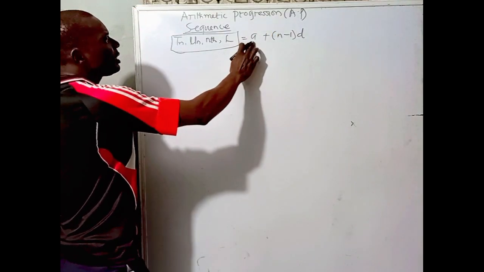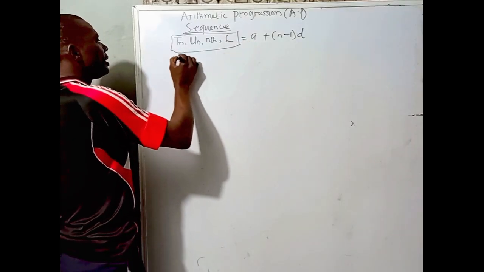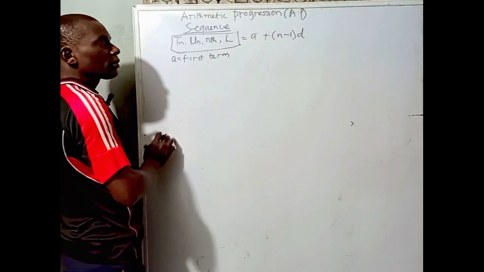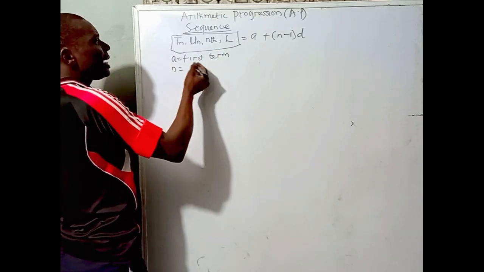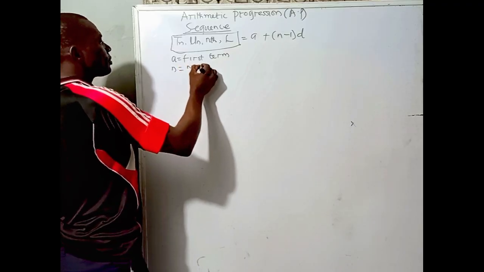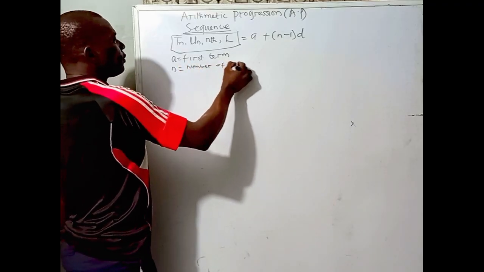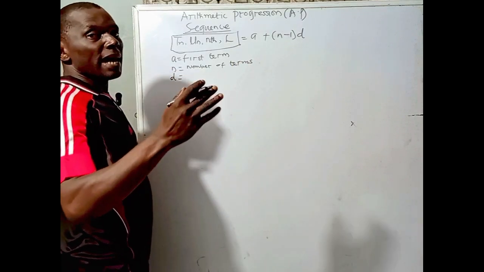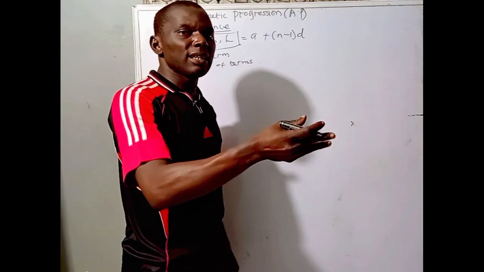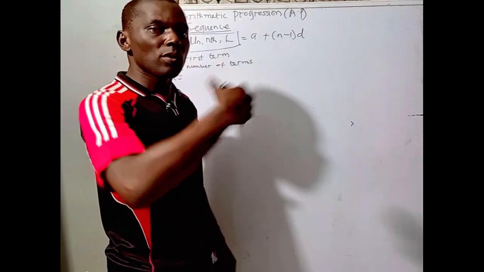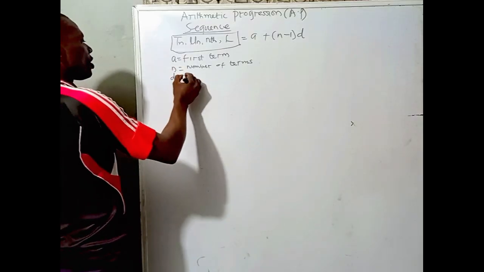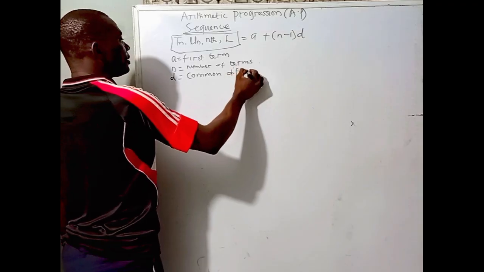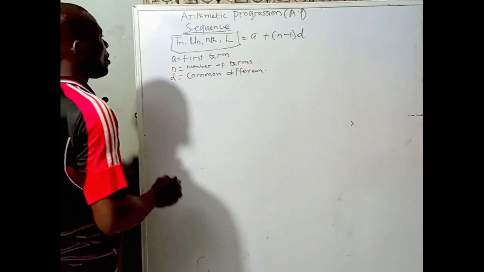Now let's define this. Here, a is the first term. We call it the first what? The first term. Then n is the number of terms. Number of what? Number of terms. And d is that constant you keep on adding to make the sequence increasing or decreasing. So we call it the common difference. Common difference.